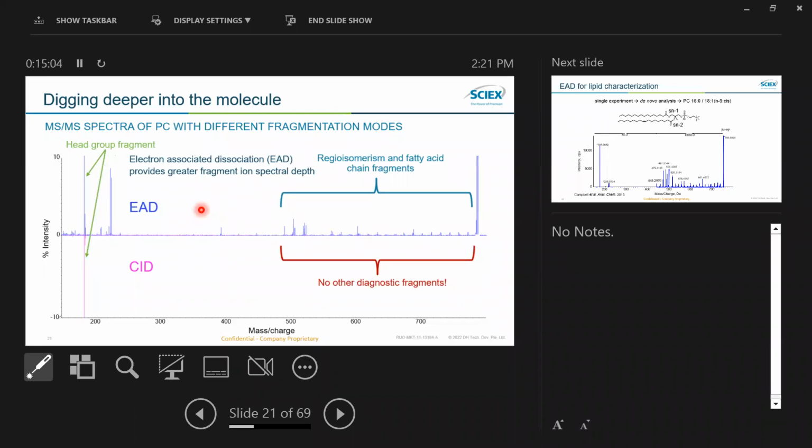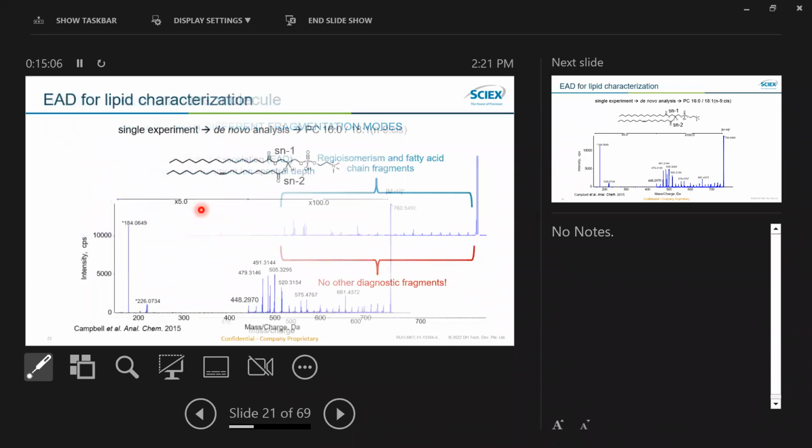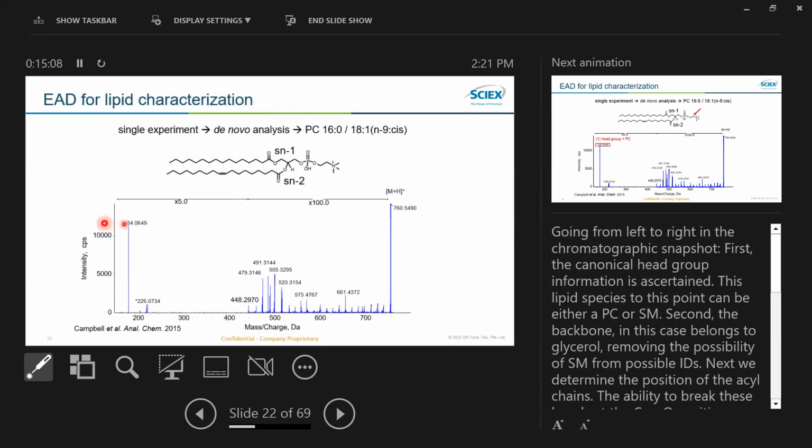So if we look a little closer at some of this data, we still have that 184 peak. So we're not losing any of the information from the CID spectrum. We can still tell that this is a phosphorylcholine, or a choline head group.